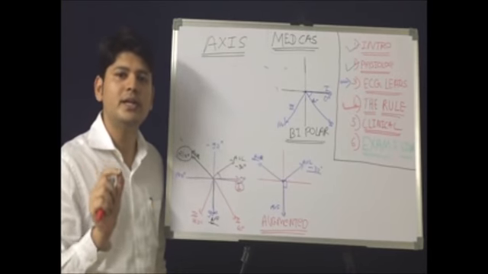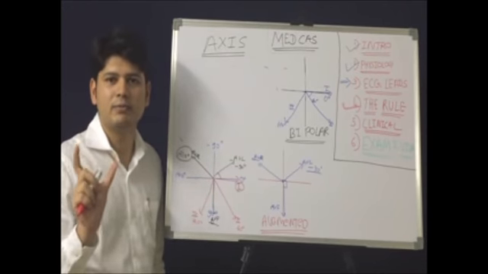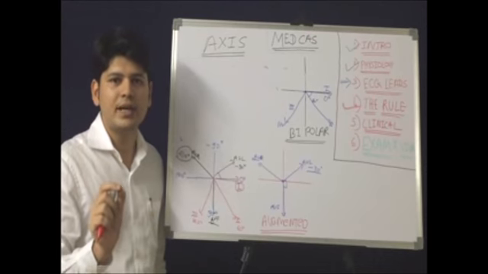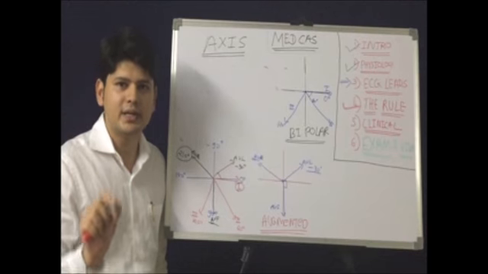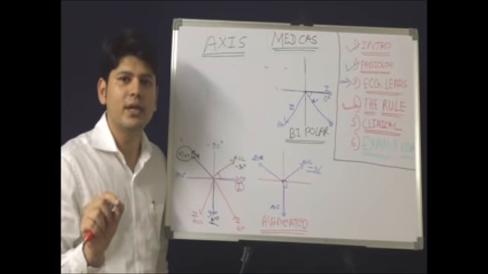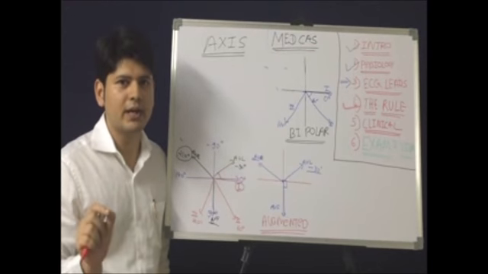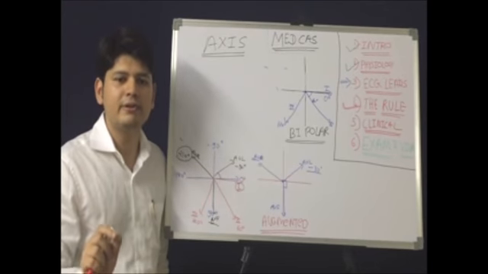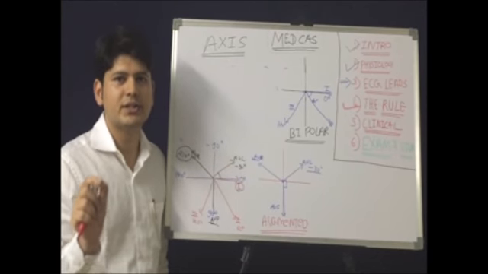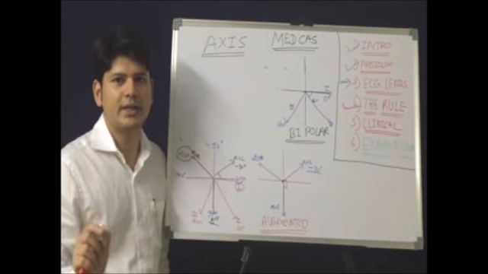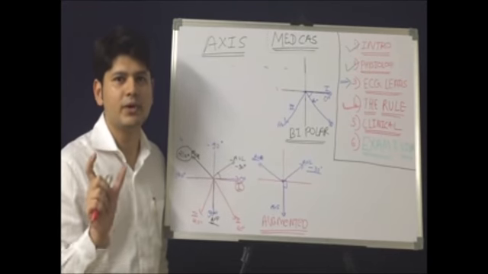You are recording the electrical activity in the leads by putting the leads at various sides of the body. So a lead will record a positive deflection if current is flowing towards that lead, and if current is flowing opposite to that lead, it will record a negative deflection. One more time, a lead will record positive deflection if current is flowing towards it, and negative deflection if current is opposite to that lead. So this rule you have to always remember, and you have to determine your axis.